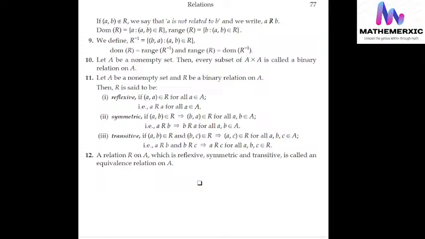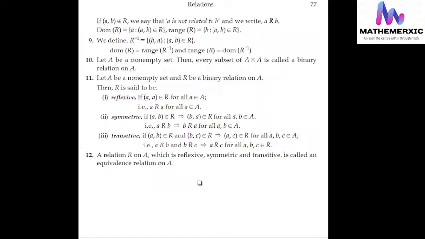And transitive: if (a, b) belongs to R and (b, c) belongs to R, it implies (a, c) also belongs to R for all a, b, c belongs to A. A is related to B, B is related to C, it implies A is related to C. A relation R on A which is reflexive, symmetric, and transitive is called an equivalence relation on A.